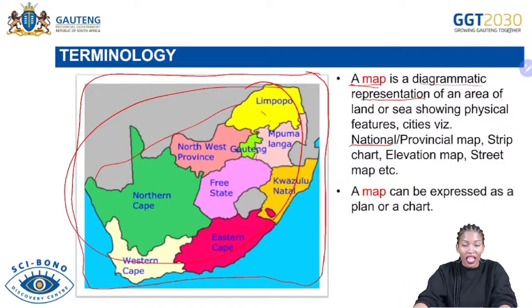time in grade 12. It is a concept that we've already started working with in grade 10. And then when we went to grade 11, the standard moved a bit higher. But all the maps that we did in grade 11, we are now going to repeat again in grade 12. So again, what you must know is that a map can be expressed as a plan or a chart. Like I said, we've got strip charts. A strip chart is also a type of map. So we are going to see all those in detail as we go deeper.